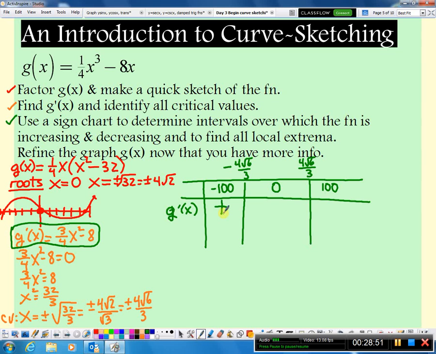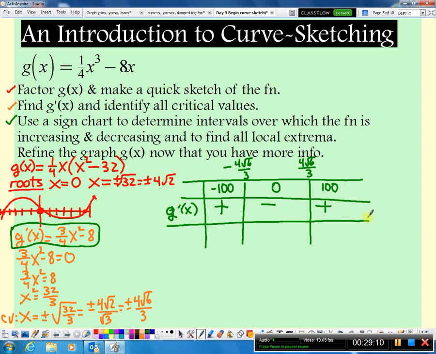If I say g prime of 0, I get 0 minus 8 is negative. That's an easy one. You can do that without a calculator. When I plug in 100, I'm going to get 100 squared. It's huge. 3/4 of 100 squared is still huge. Minus 8 is definitely positive.